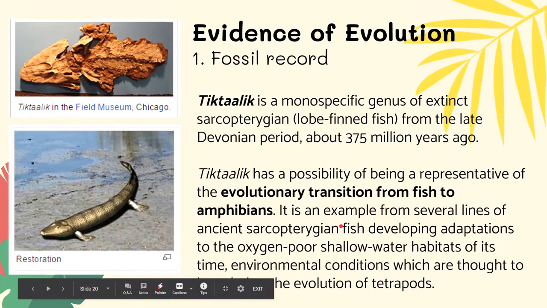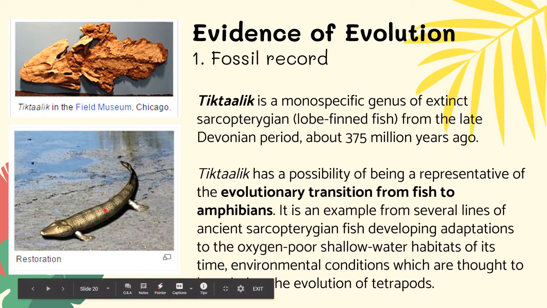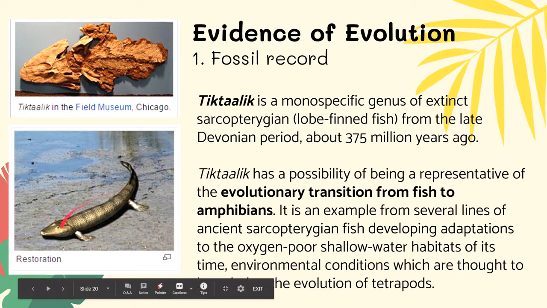Now, another transitional fossil would be Tiktaalik. It's a monospecific genus of an extinct sarcopterygian, or lobe-finned fish, from the late Devonian period. So, Tiktaalik is a representative transitional organism from fish to amphibian. So it has a fish-like body but with appendages that allow it to move on land.